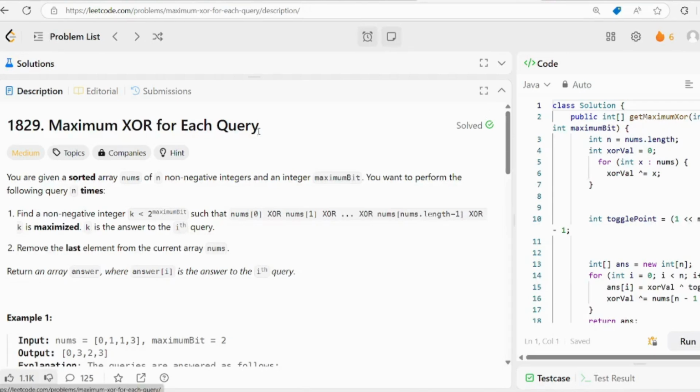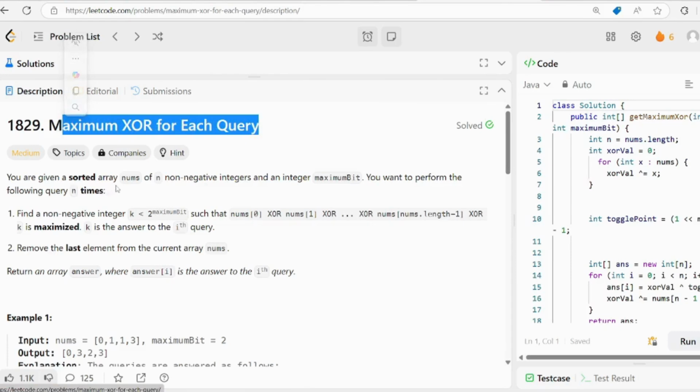Hello everyone, so today we are solving this problem, maximum XOR for each query. You're given a sorted array nums of n non-negative integers. All the values in the array are non-negative, and an integer maximumBit. So they are given one integer called maximumBit.